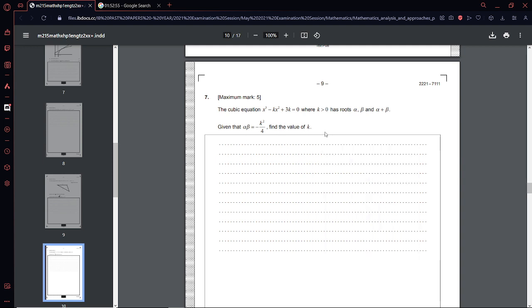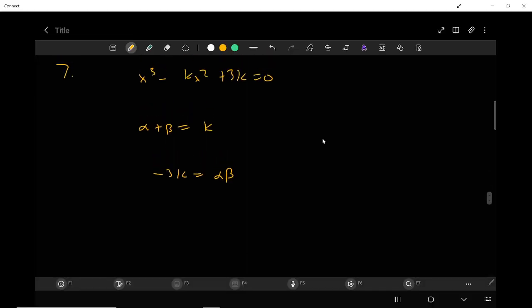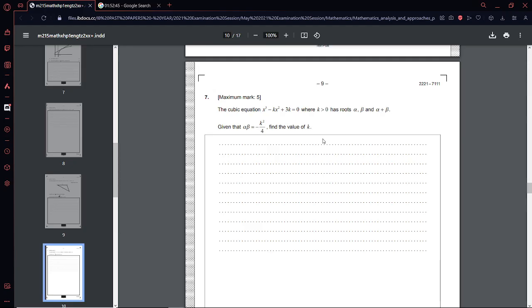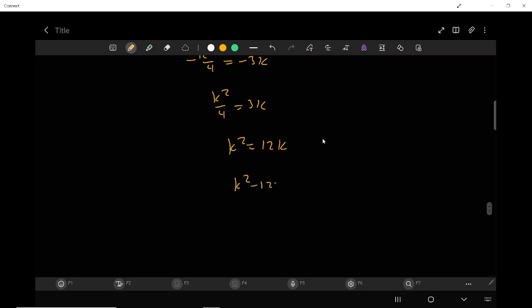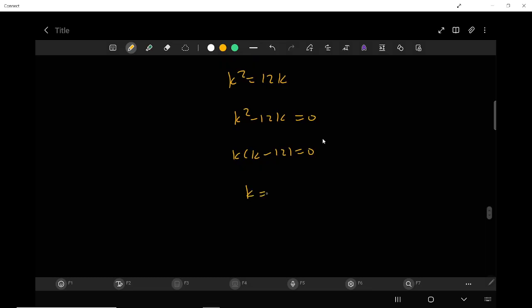And wait, was that it? I got alpha beta as minus 3k. And then, oh, okay. Minus k squared over 4 equals minus 3k. So k squared over 4 equals 3k, k squared equals 12k, which is k squared minus 12k equals 0. So k(k minus 12) equals 0, and k is greater than 0, so k equals 12.